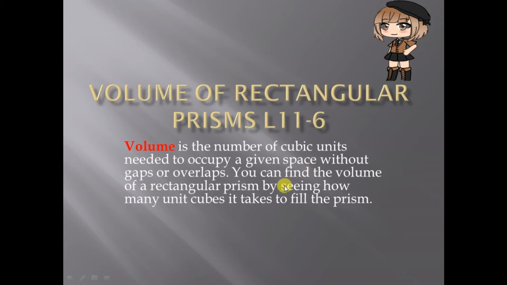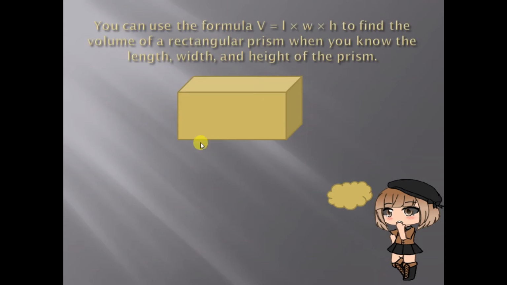You can find the volume of a rectangular prism by seeing how many unit cubes it takes to fill the prism. So we have to count how many cubes are inside the solid shape, or inside the prism, to find out its volume. Let's see. This is the rectangular prism. It has 4 lateral faces and 2 bases.